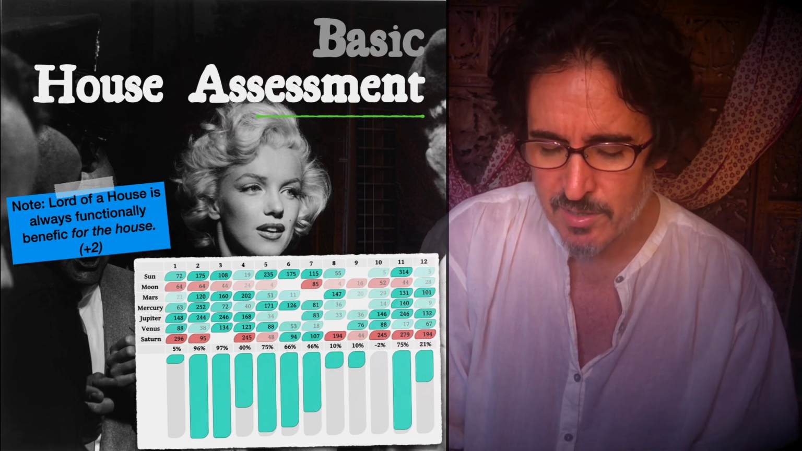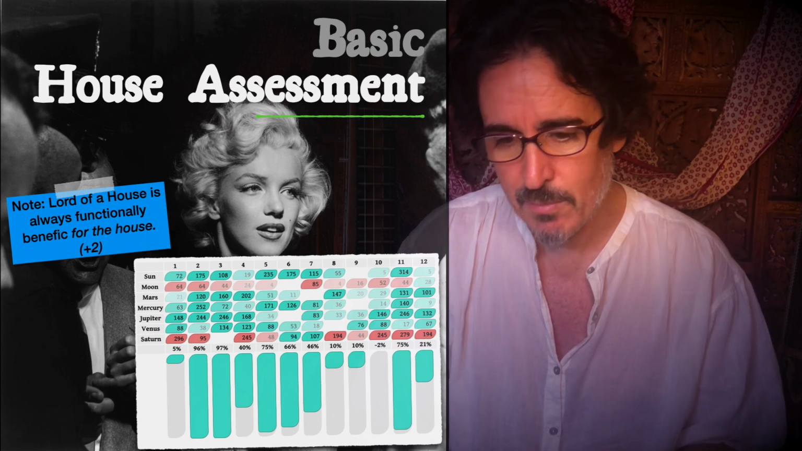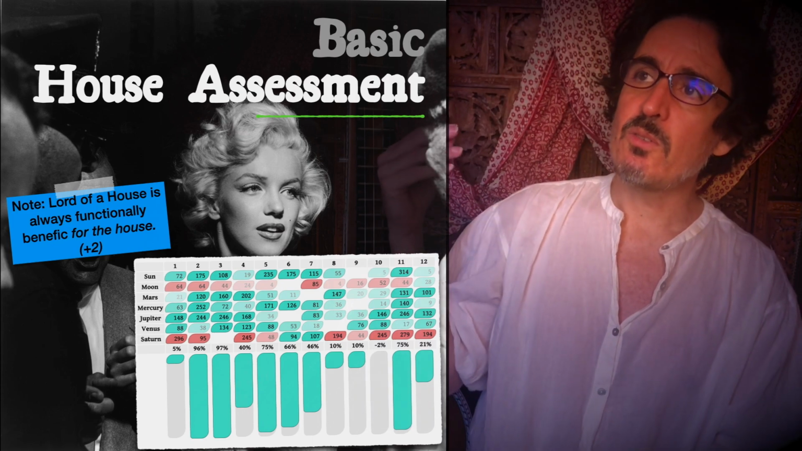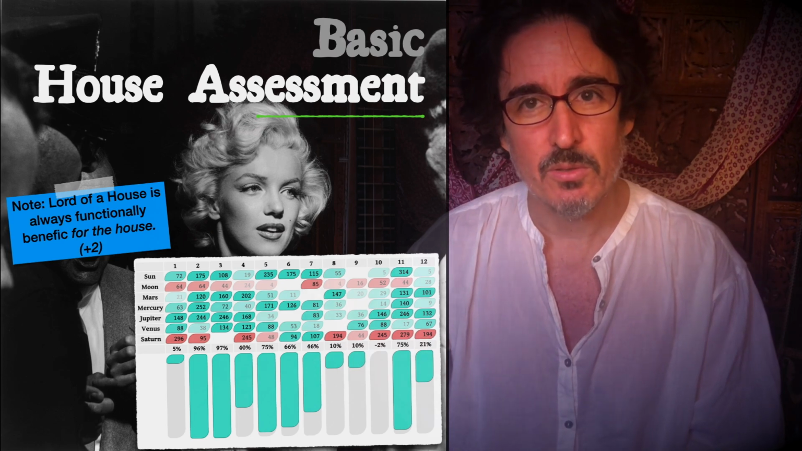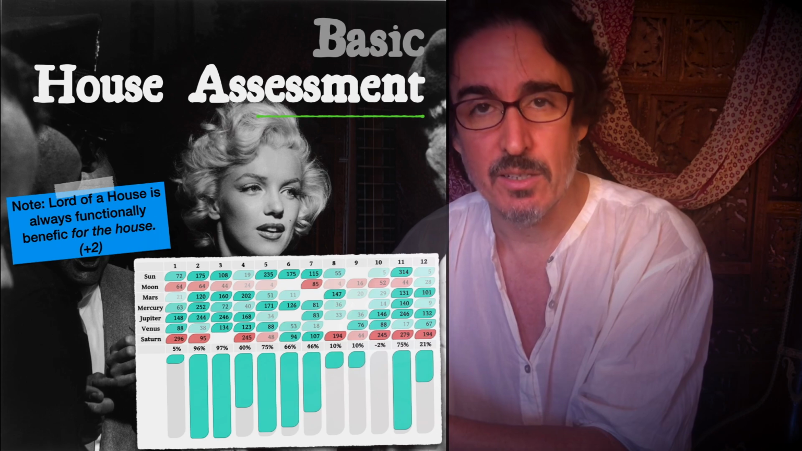Same thing with the Moon. You can see it with the Moon. The Moon's giving slight negative impact to all the houses except the 12th house because it owns the 12th house. So the functional nature of a planet, whatever it is for the ascendant, will be always +2 when you're focused on how it affects its own house.